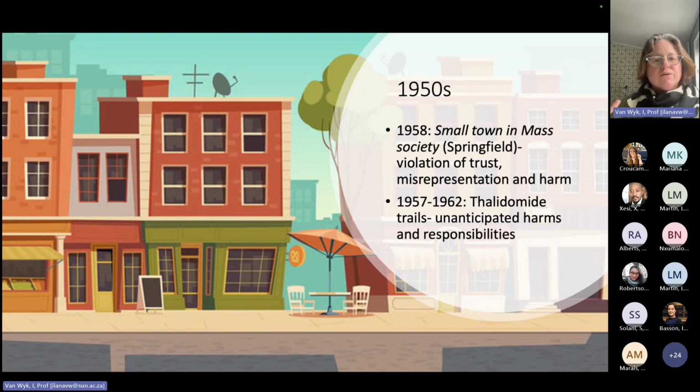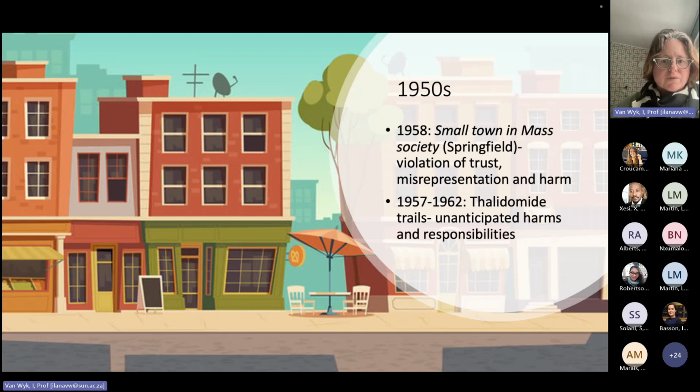And there were no ethical codes at that stage that covered this eventuality as something that an ethics committee or an ethics code would have covered. So immediately, shifting the boundaries a little bit. We also had very famously from 1957 to 1962 the thalidomide trials.